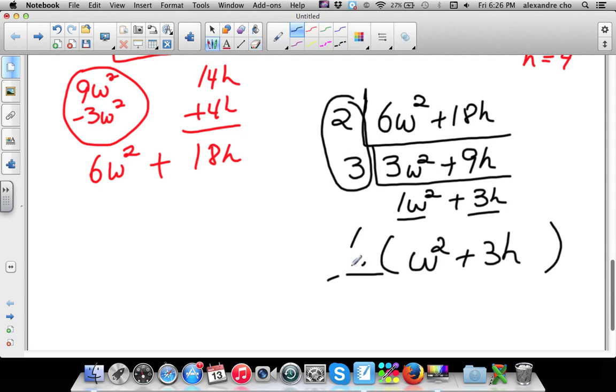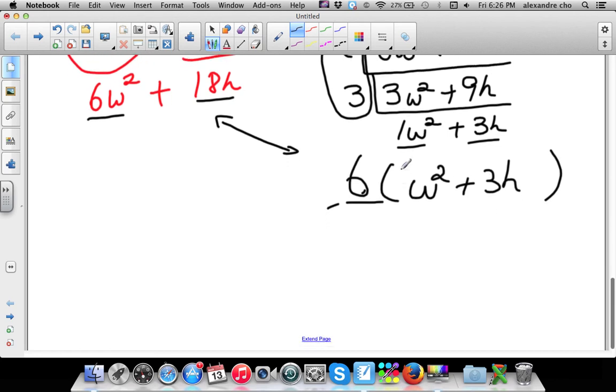2 times 3 is 6. That's what I should have written. Now I can check. 6 times w squared is 6w squared. 6 times 3h is 18h. So guess what? That and this are the same thing, except written a little bit differently.